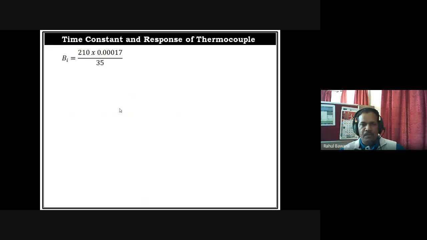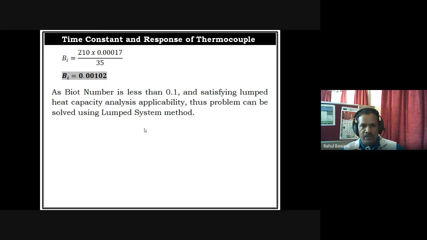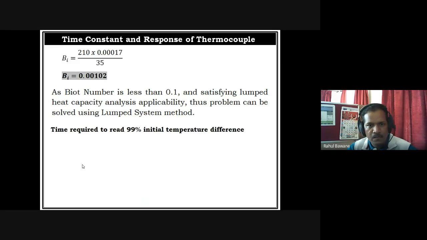So the Biot number comes 0.00102, and as the Biot number is less than 0.1, it satisfies the lump heat capacity analysis check, that is, the applicability. So this problem can be assessed under the lump heat system method. Now the main question: the time required to reach 99% of the initial temperature difference.